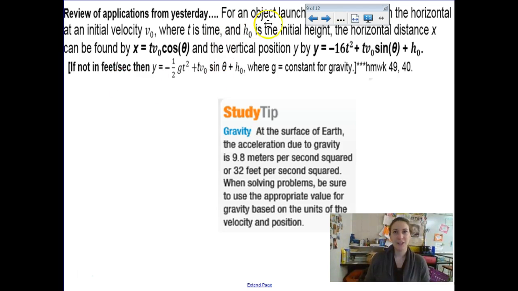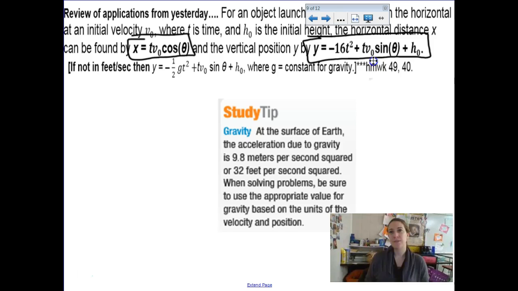So from yesterday, an object being launched, remember, has a horizontal position parametric that looks like this. t times initial velocity times cosine of the angle at which it's launched. And then the vertical position parametric equation looks like this. So gravity, so -16t squared. And this is gravity measured, remember, in feet per second squared, acceleration due to gravity. If it's in meters, we have to think about that. We convert something.